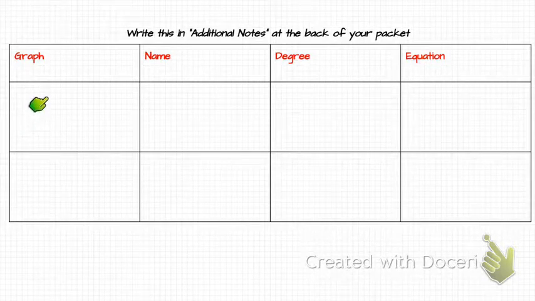And we have these 4 columns. We have the graph, the name, the degree, and the equation. And I'll give you just a minute to draw this in. And then we'll get started in talking about what goes in those boxes.